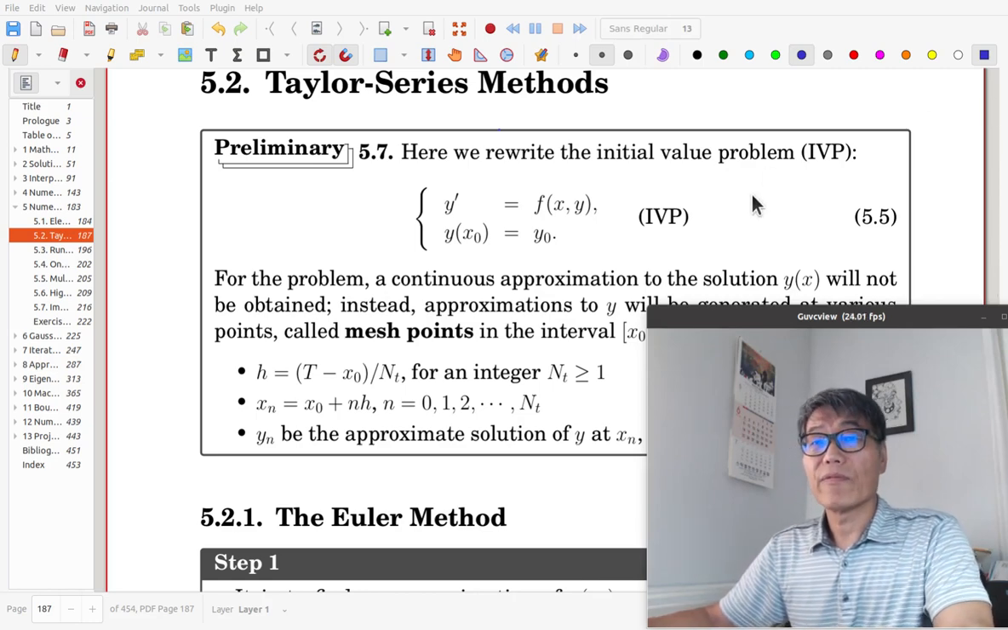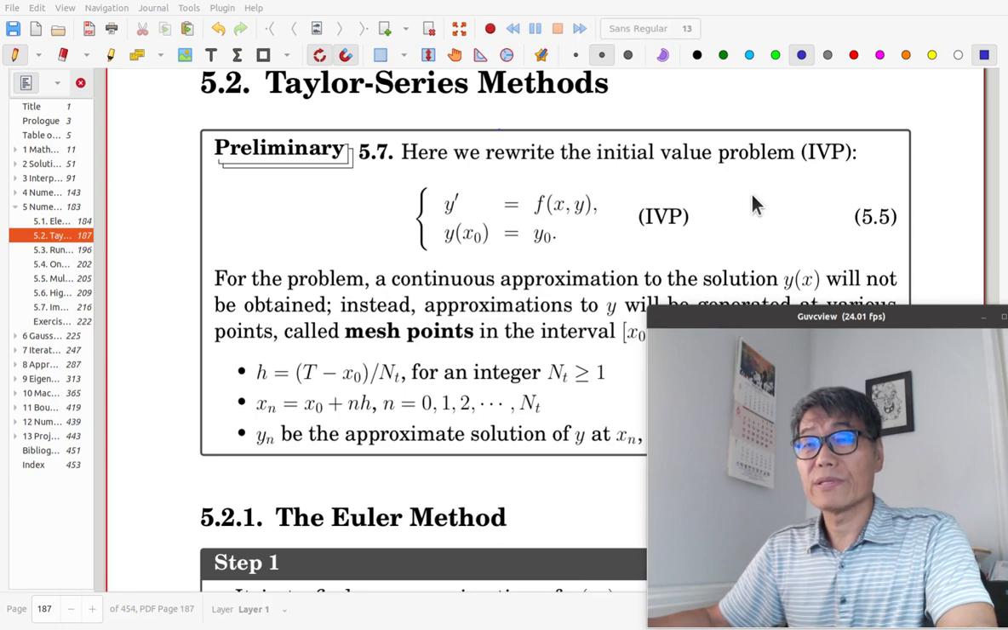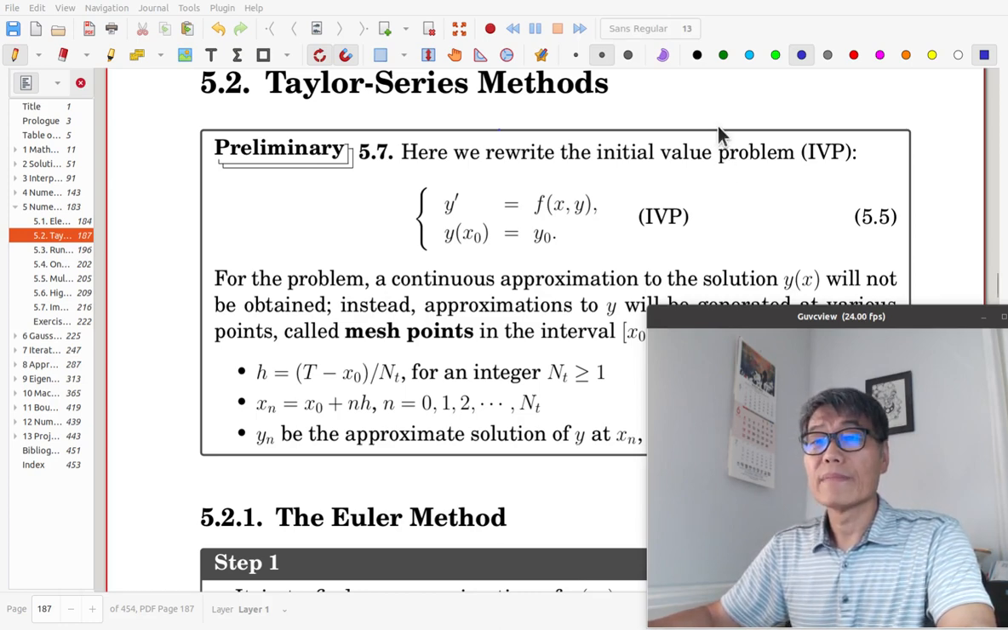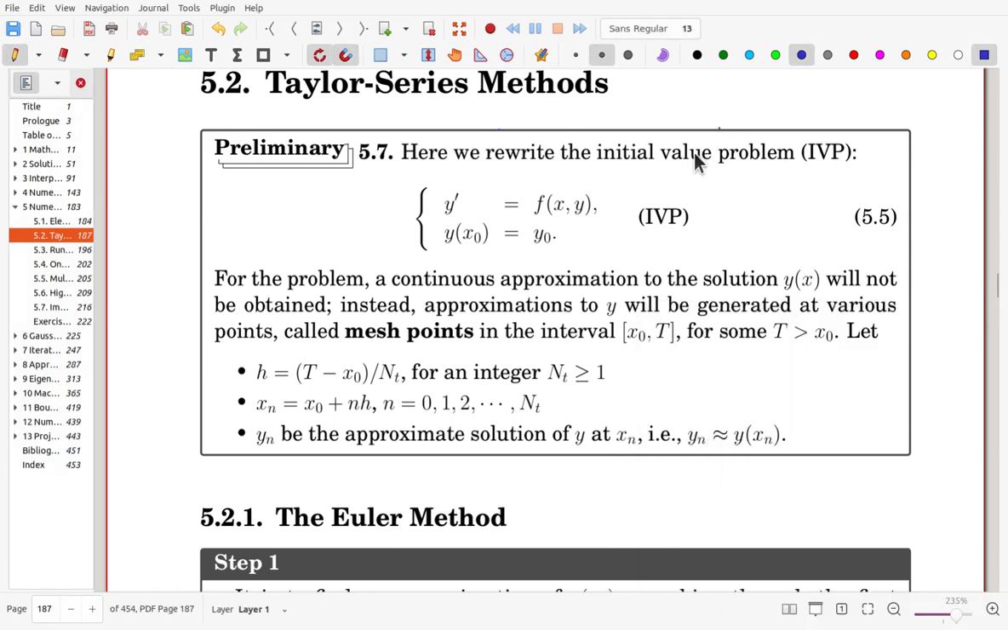It is section 5.2, Taylor series methods. Here we have a preliminary. We rewrite the initial value problem: y prime is f of x, y, and y of x0 is y sub 0. For the problem, a continuous approximation will not be obtained. Instead, approximations will be generated at various points called mesh points.